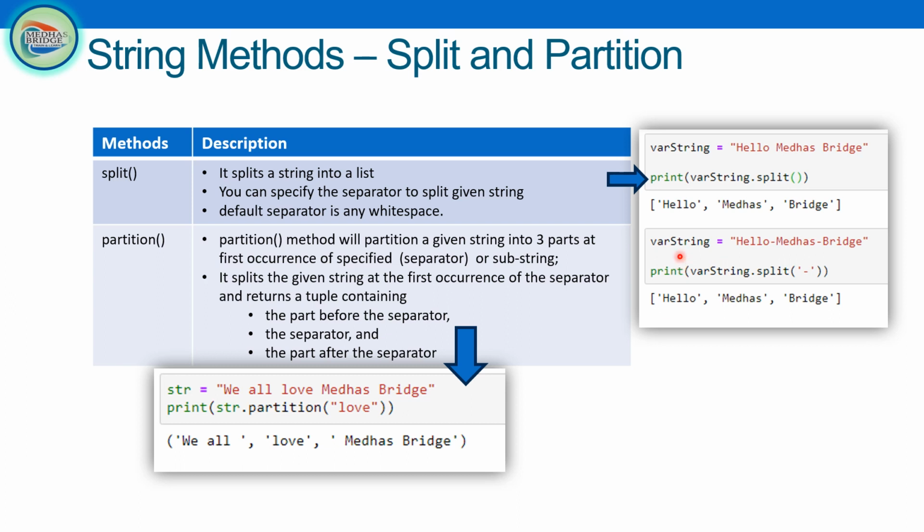Now look at the next example. Here 3 substrings are joined by a hyphen in the given input string. After split with the same separator, we get a list with 3 substrings. Here is the output.